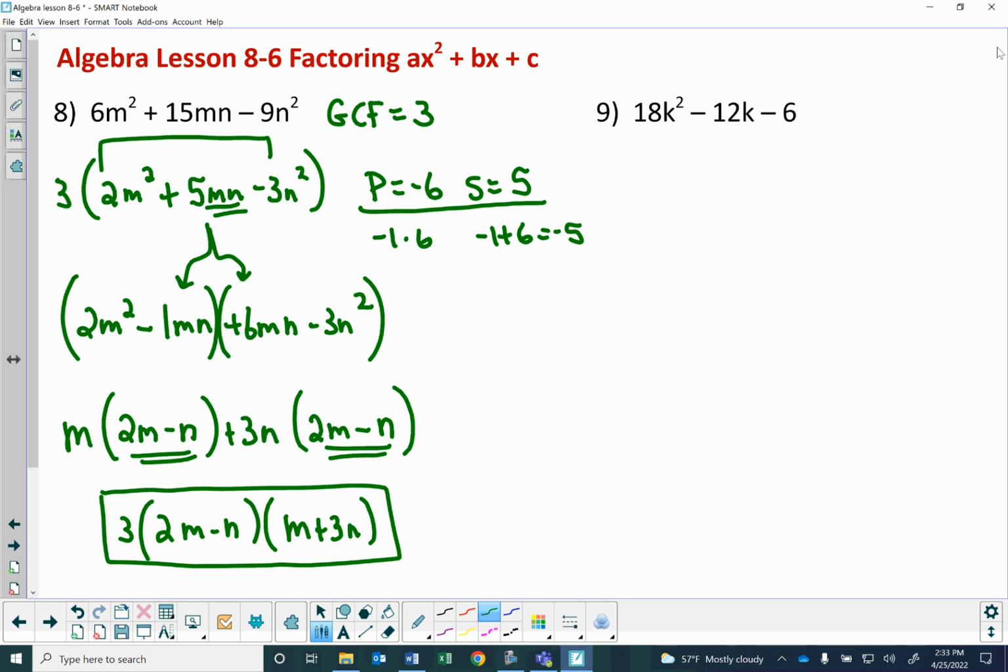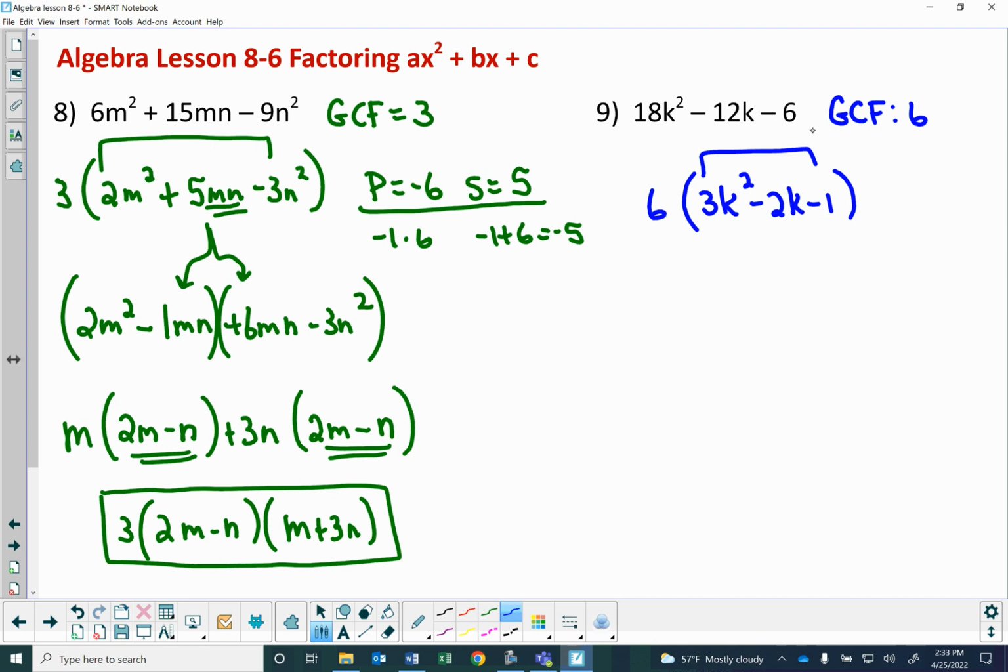Let's look at example number 9. 18k squared minus 12k minus 6. There's a greatest common factor of this one, which happens to be 6 this time. So if I take out a 6, I'm left with 3k squared. Negative 12 divided by 6 is negative 2k. Negative 6 divided by 6 is negative 1.